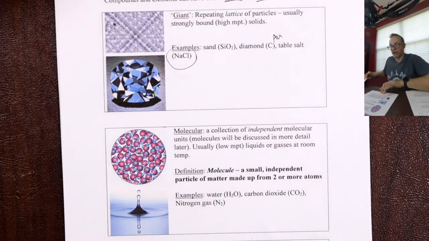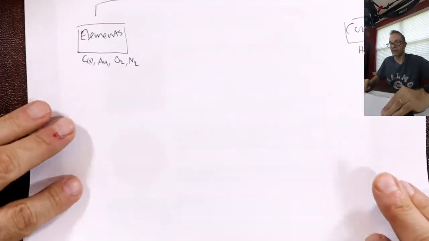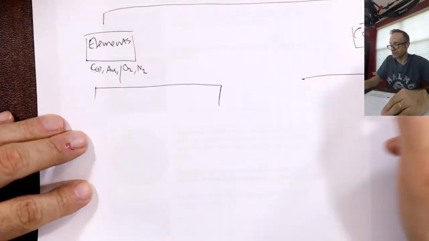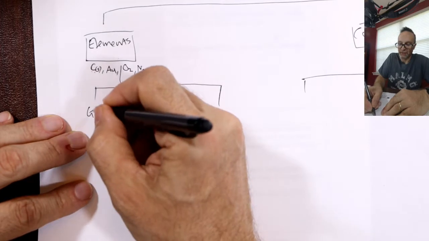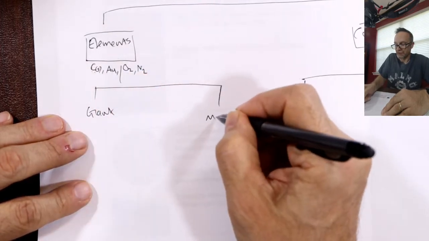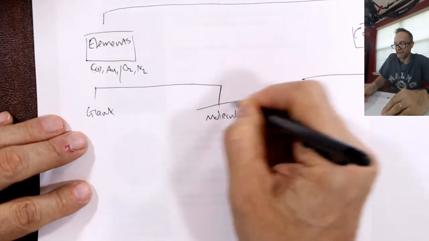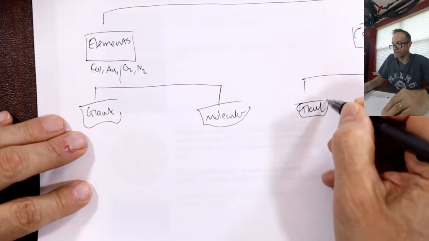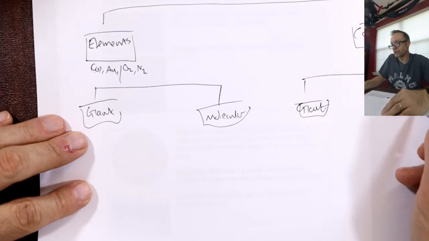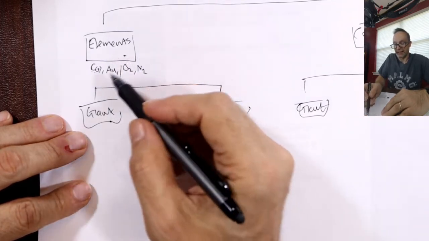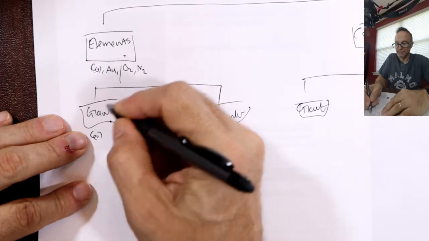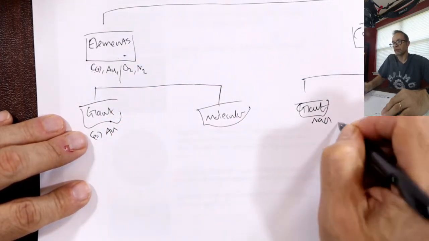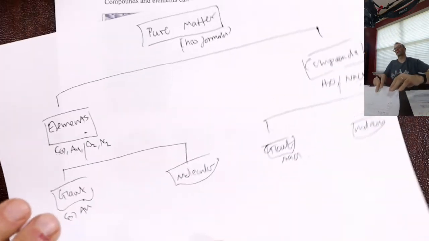So if we go back to our flow chart, elements and compounds come in again two size variants. We'll show you the small one in a second, but basically we have giant, and the small one in a second will be molecular. Giant and molecular. Our giant element is diamond and gold. Our giant compound is table salt, NaCl. All right, let's show you that.